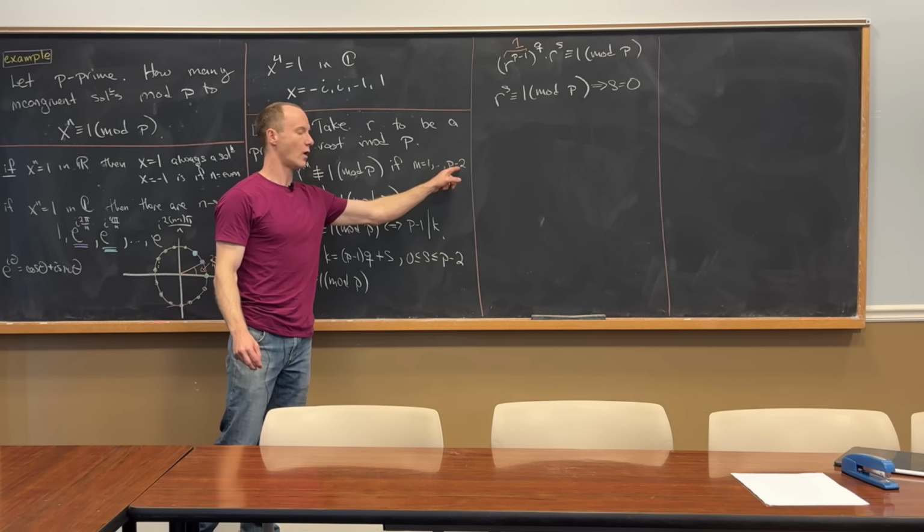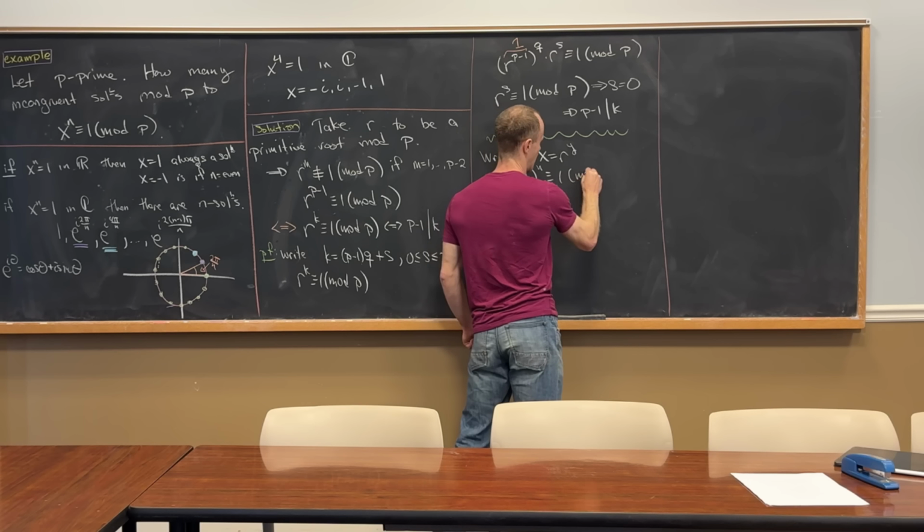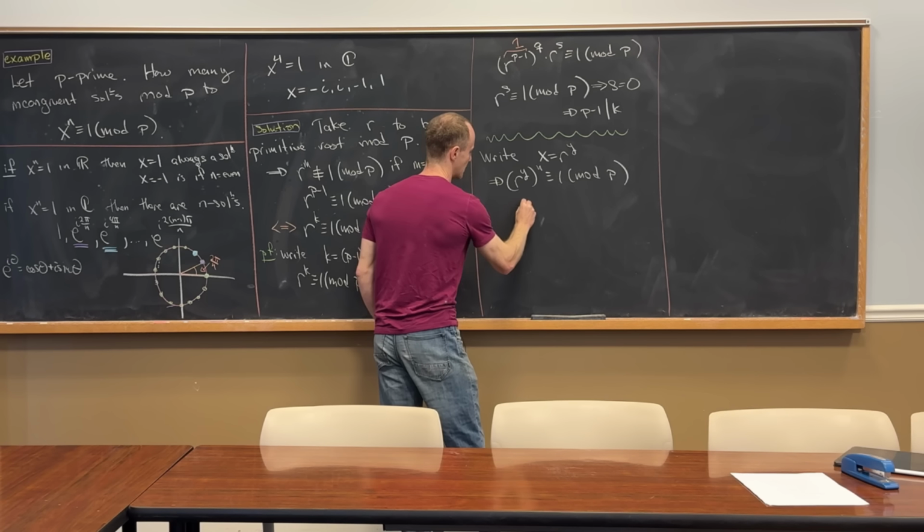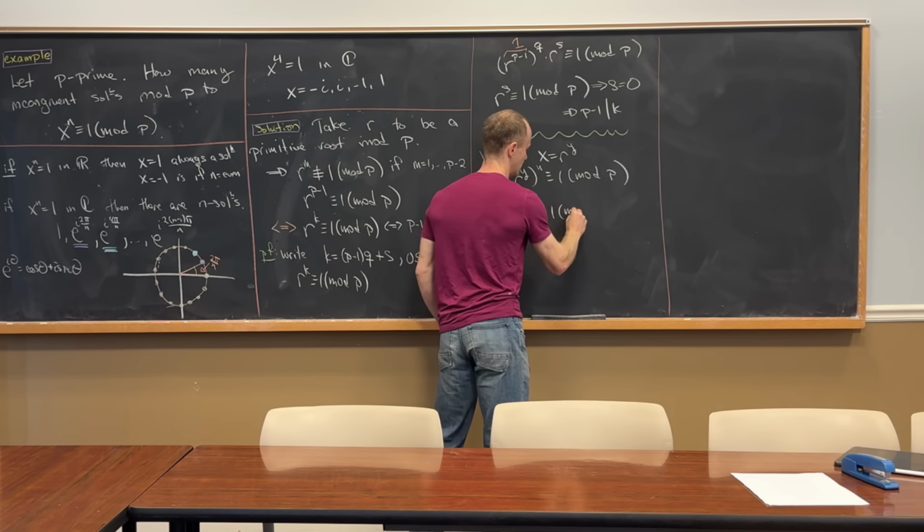But now let's begin using the primitive root to solve our equation. So let's write x equal r to the y. So we can do that, right? Sure. Because r is a primitive root. But now our original equation is r to the y to the n congruent to 1 mod p, which is r to the ny congruent to 1 mod p.